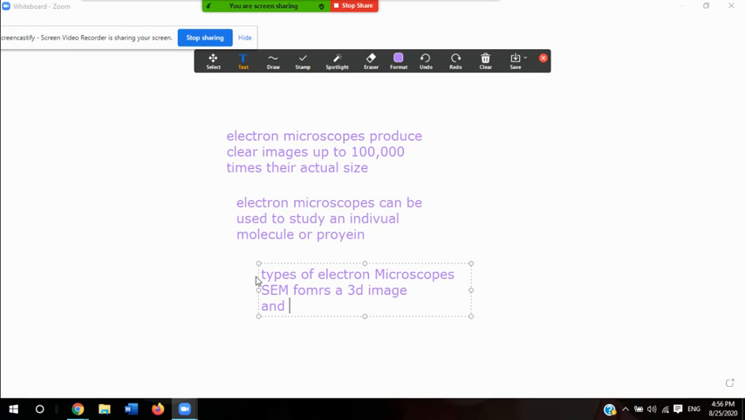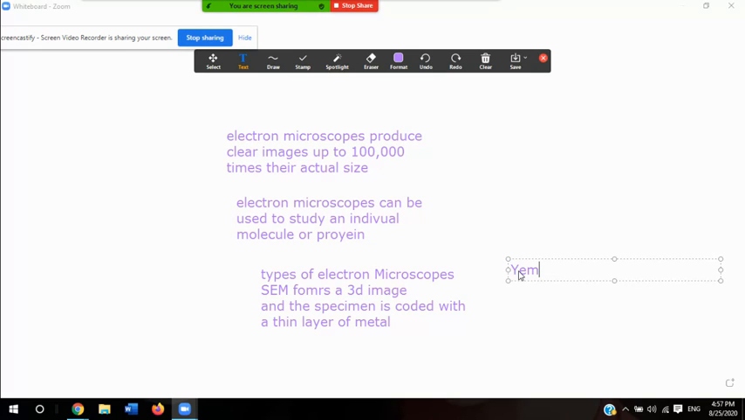The specimen is coated with a thin layer of metal. And again, what that does is it helps the electrons bounce off of it, and it forms a 3D image. Now, the other one that we have is the TEM, or the transmission electron microscope, and this one makes a two-dimensional image.